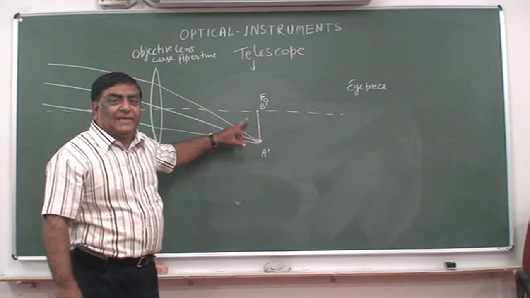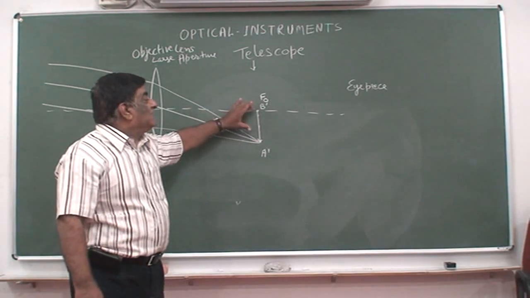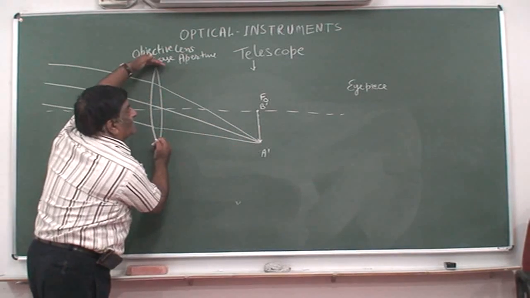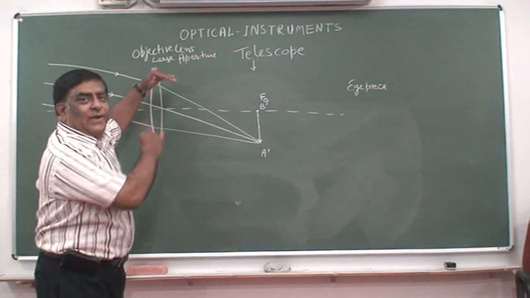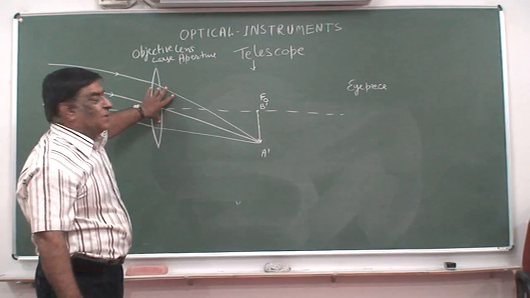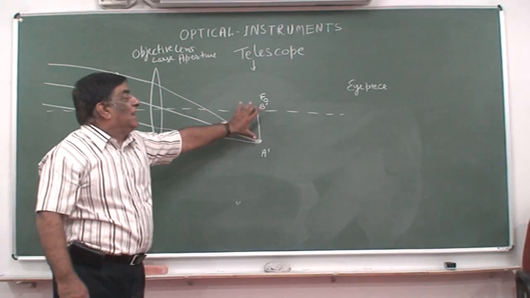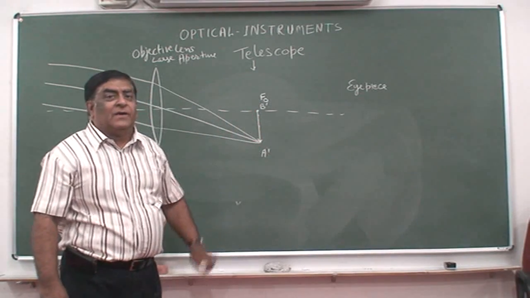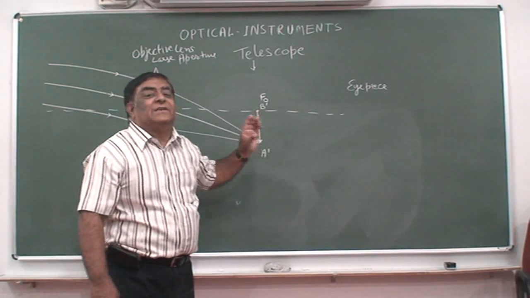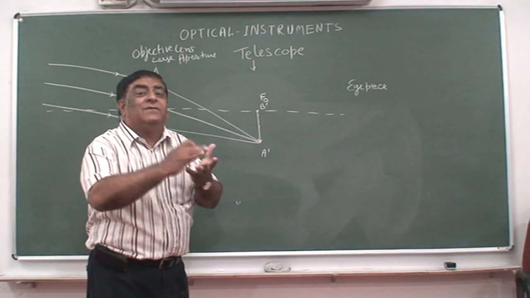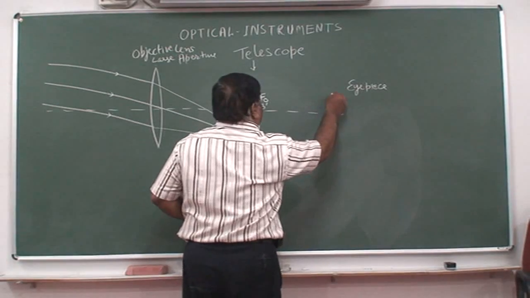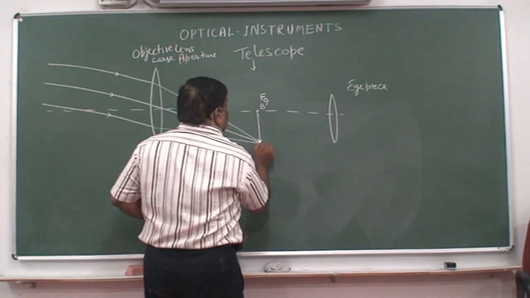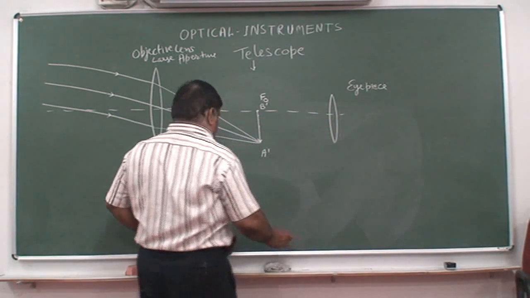Now the brightness of this image depends on how many rays have been collected, and the number of rays depends upon the size of this lens. So we keep it quite large, as much as possible, so that the number of rays coming here is large and it becomes a sharp and very bright image. Now we want to see this image, but it's a very small image. We want to make it large. So we keep an eyepiece here. This is the eyepiece, and we observe through this eyepiece.